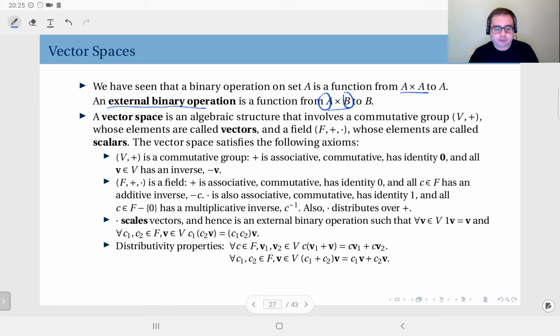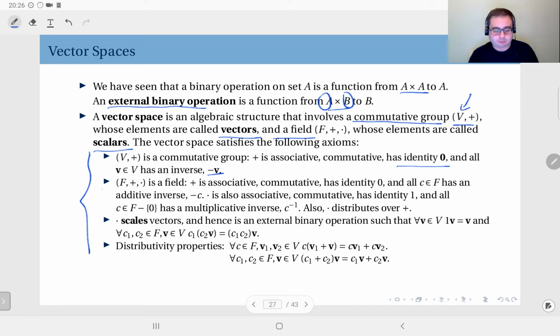Essentially, a vector space is an algebraic structure that involves, first of all, a commutative group with the set V with addition, whose elements are called vectors, hence we name this set V, and also a field whose elements we call scalars. And the vector space satisfies these axioms. Now let's see what these are. With addition, set V constitutes a commutative group, or in other words, an abelian group. So addition is associative, it's commutative. We have the identity vector 0, and all vectors in the vector space have additive inverses.